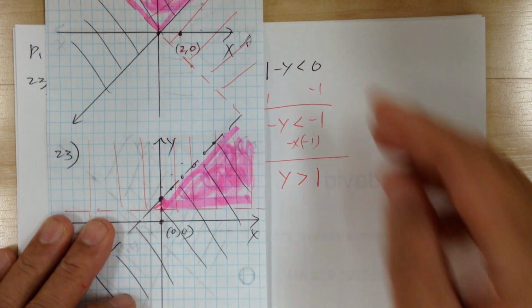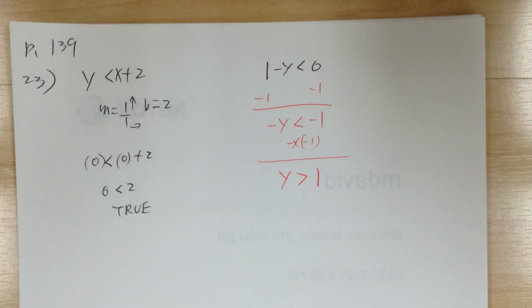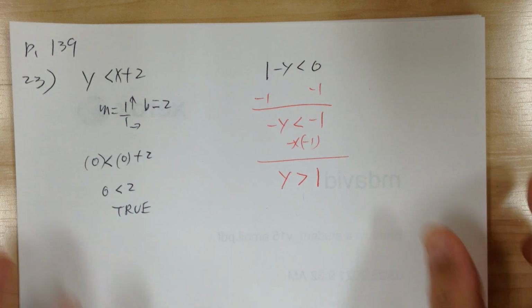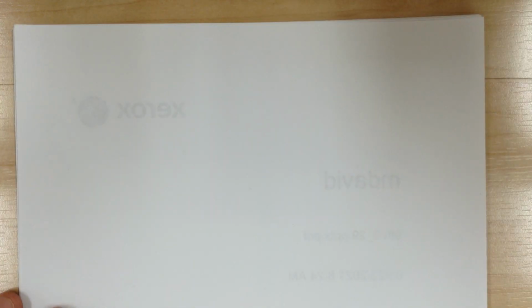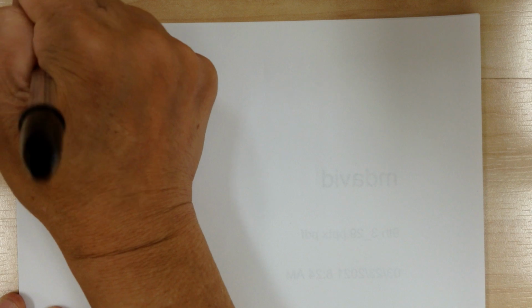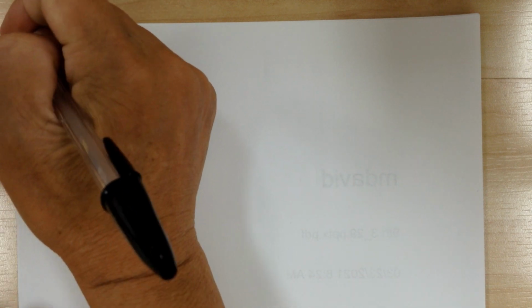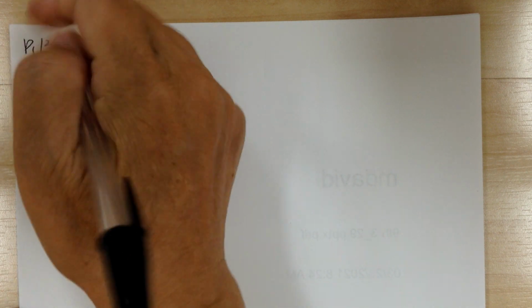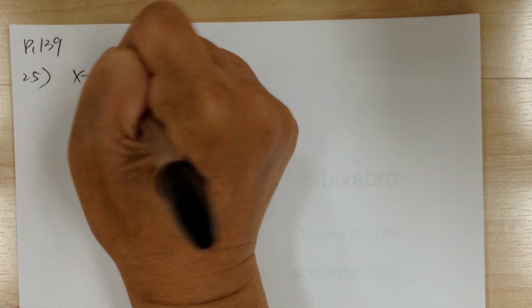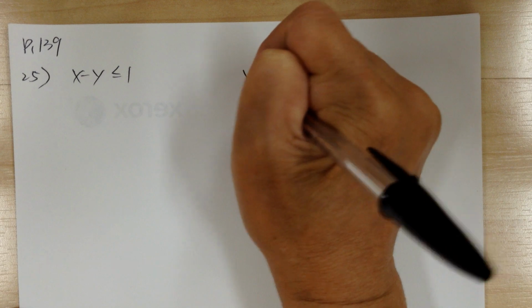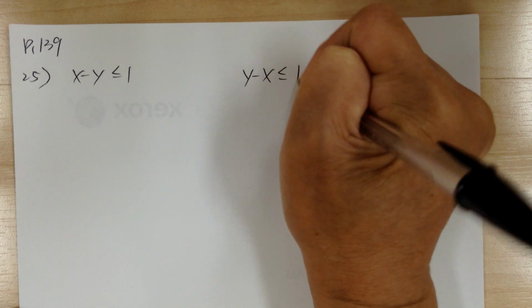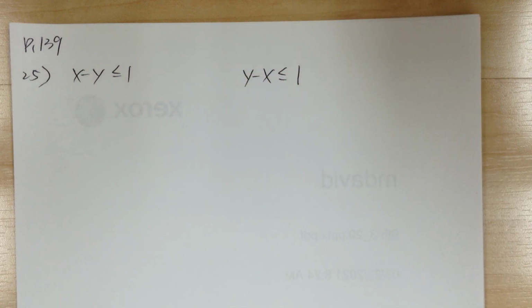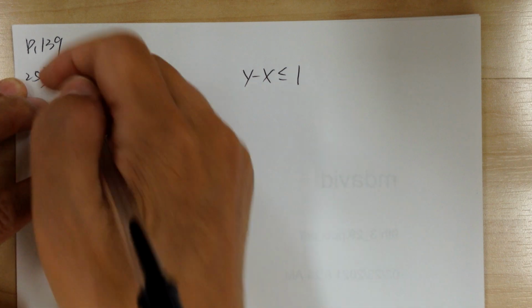Okay, let's go to the next one. Okay, so number 25. So you got x minus y is less than or equal to 1. And you have y minus x is less than or equal to 1. Okay, so this one, it looks similar, so it doesn't matter which one you do. So let's go and do this one first.